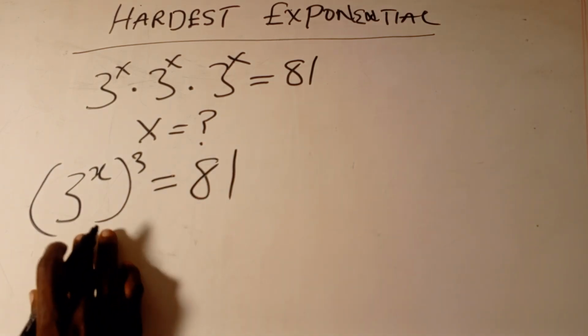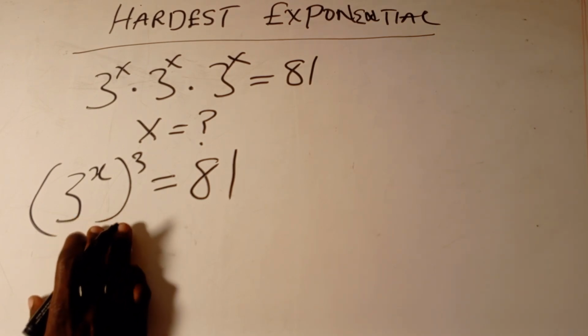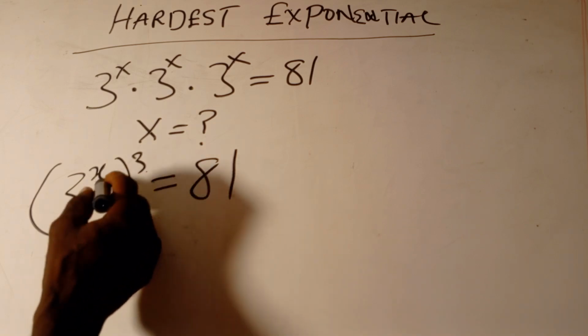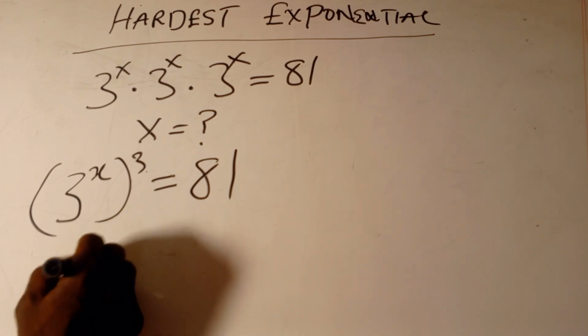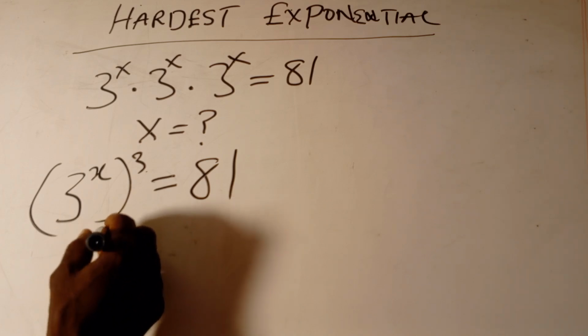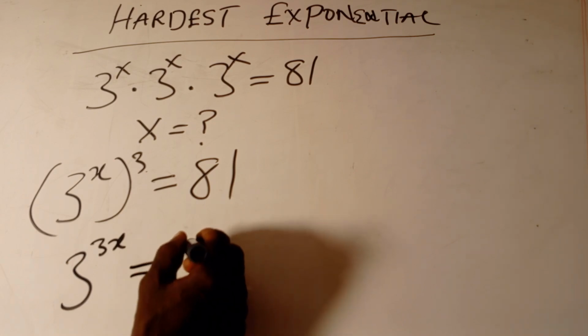Then the next step for you to solve this, you can remove the bracket by saying here we have this 3 multiplied by this x. We have 3 raised power 3 raised power 3x. This is equals to 81.